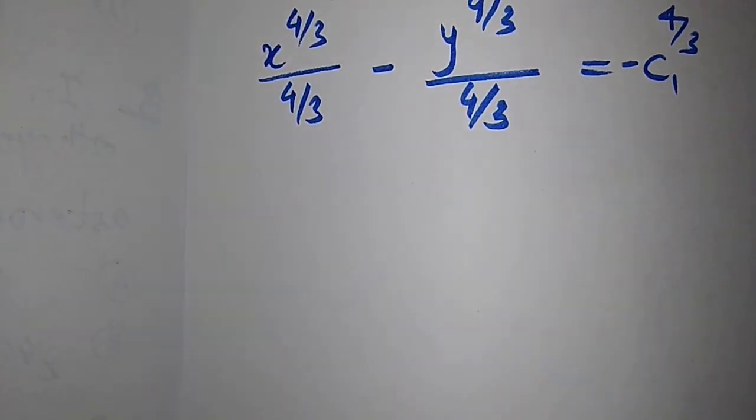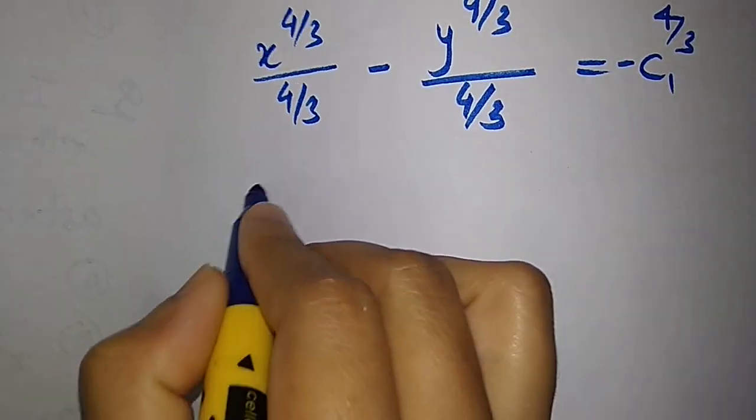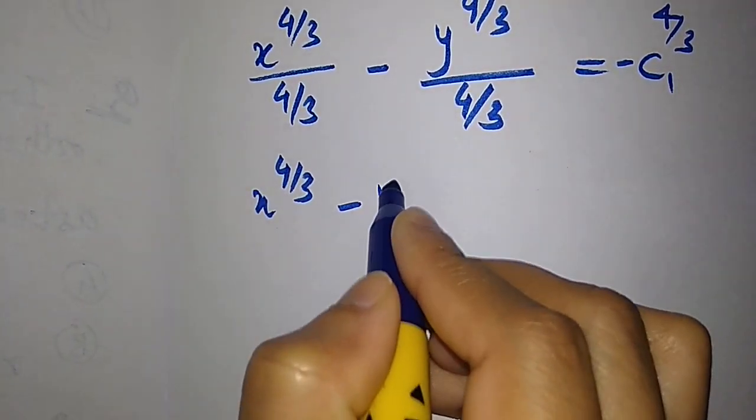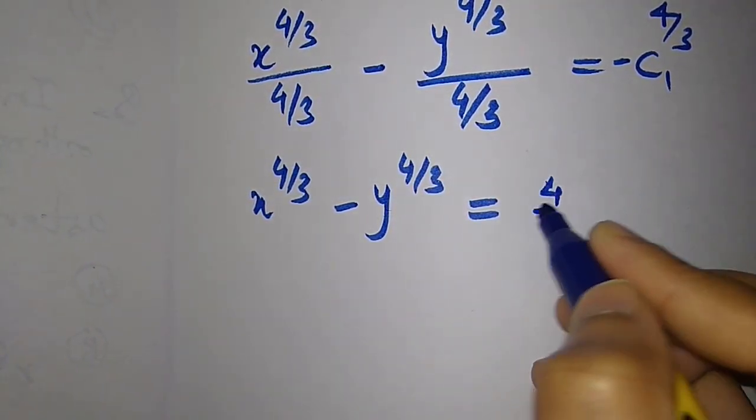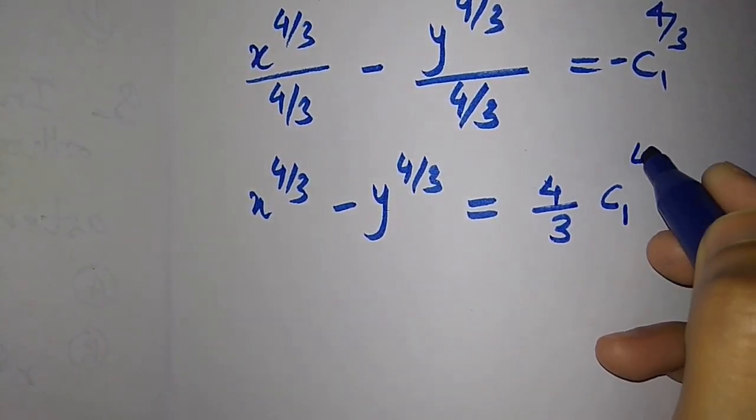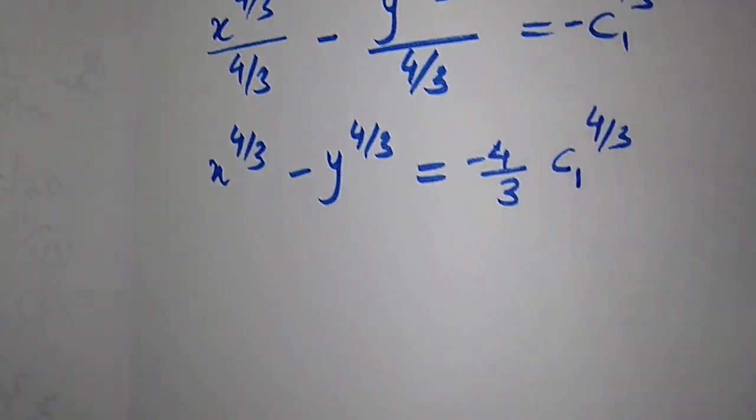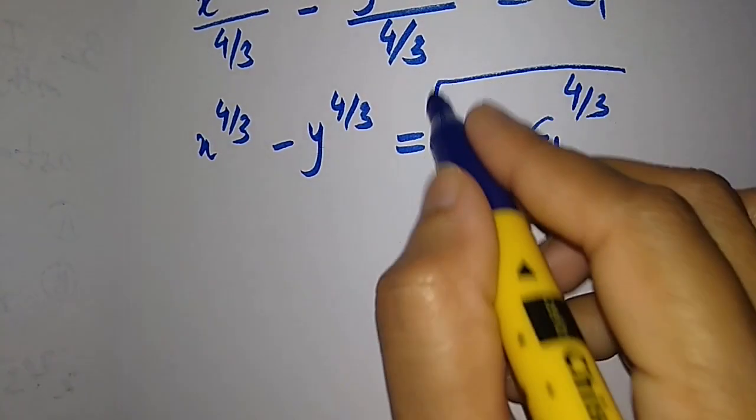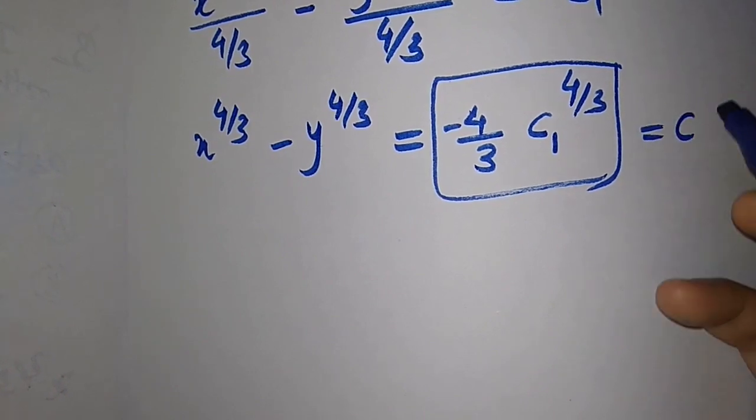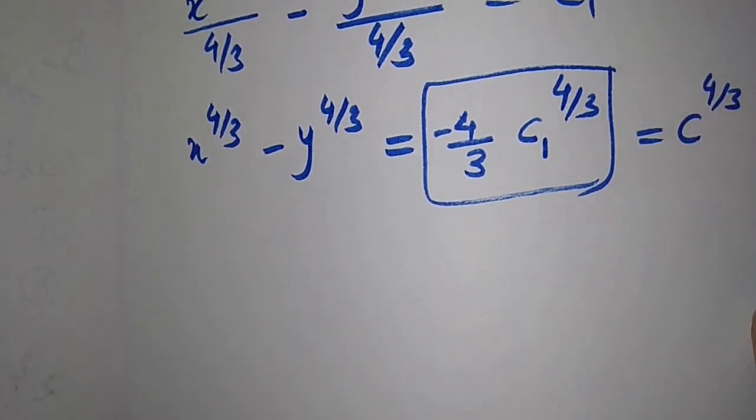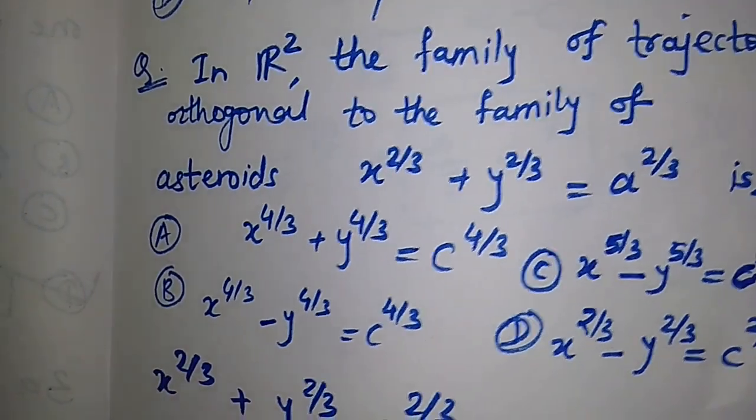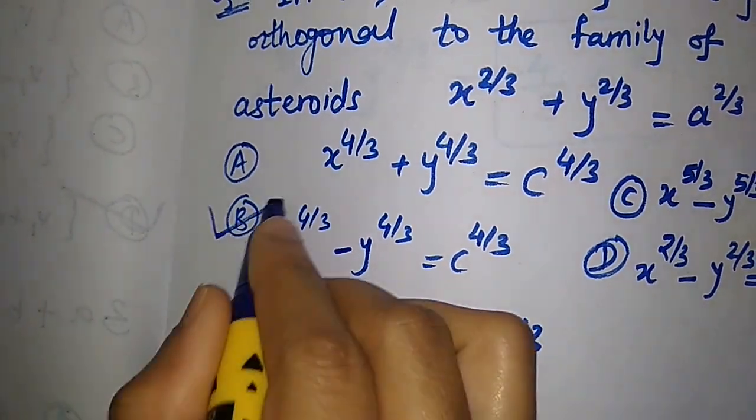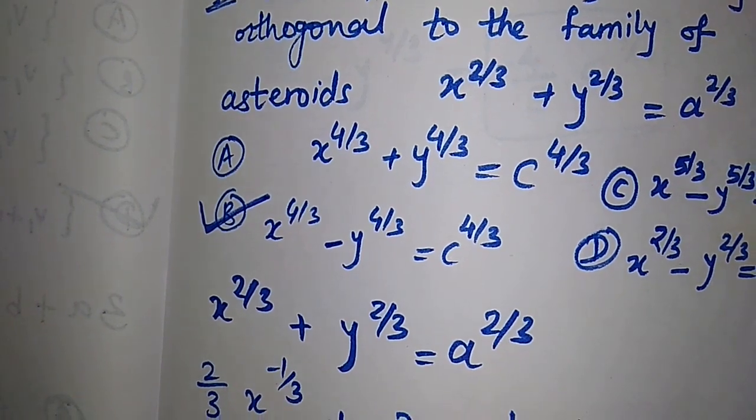And now you just multiply throughout by 4/3, so we will get x raised to 4/3 minus y raised to 4/3 is the same as 4/3 into c1 raised to 4/3. Now you call this whole quantity just c raised to 4/3 because we can adjust this constant of integration. Now this is the option B. So this is the correct option.